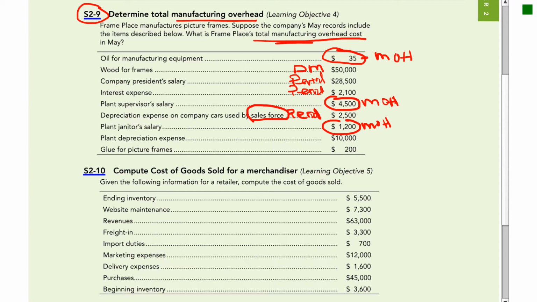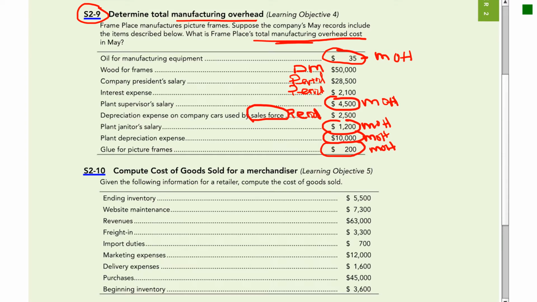Next one says plant depreciation expense. Again, that's also overhead. It's in the factory, it's in the plant. And I said earlier, anything depreciation will always be overhead if it's in the plant. Last one says glue for the picture frames. Same thing, glue typically could be not applied consistently. It's not easily traced. It's one of those little minor indirect items. So you're also going to say that's part of your overhead, that's part of your product.